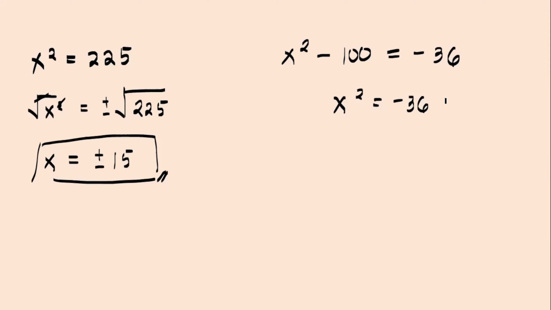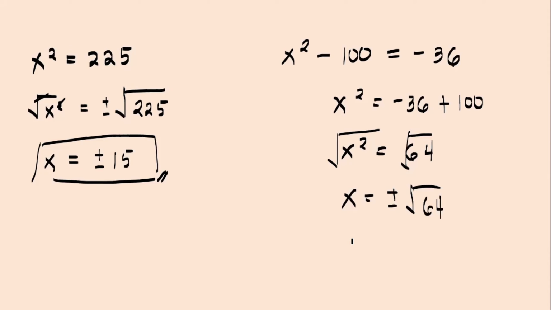From negative 100, it will become positive or plus 100 using addition property of equality, okay? And that is x squared is equal to negative 36 plus 100. That is positive 64. And get the square root of both sides. Okay, so x is equal to positive, negative, the square root of 64. x is equal to positive, negative 8. And this is the final answer. Okay, next example.